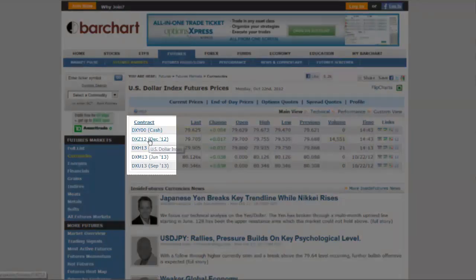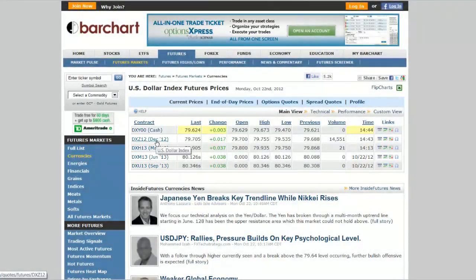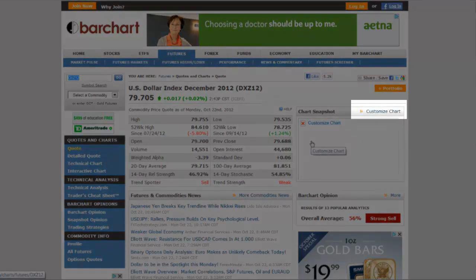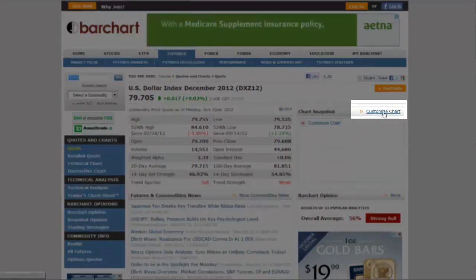Here is the nearby contract, December. Next month out is March, followed by June and September. Just click the top contract here, the one that has a month, again not using cash. Click on December. It'll obviously depend upon what time of the year you're trading and looking at the resource. It'll be a different month obviously, but you just want to choose the top one because that's going to be the nearby contract. Then go over to this area here where it says customized chart.